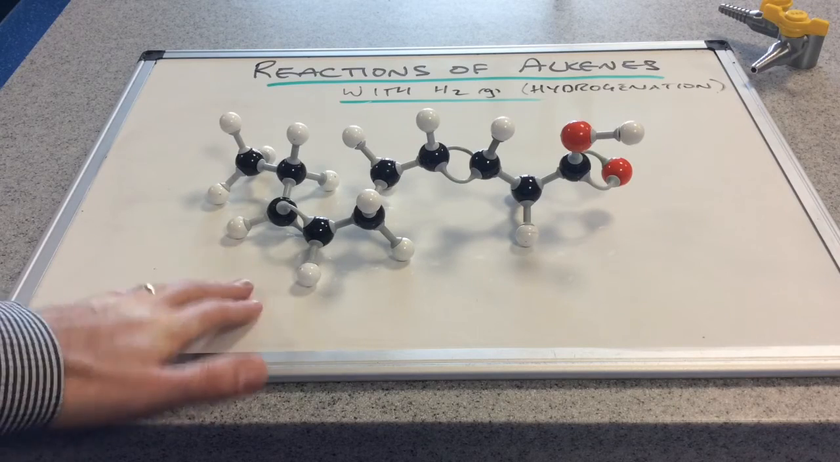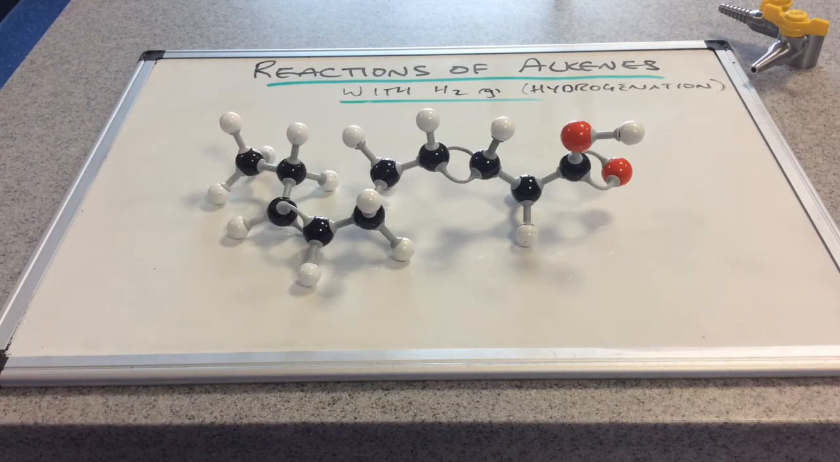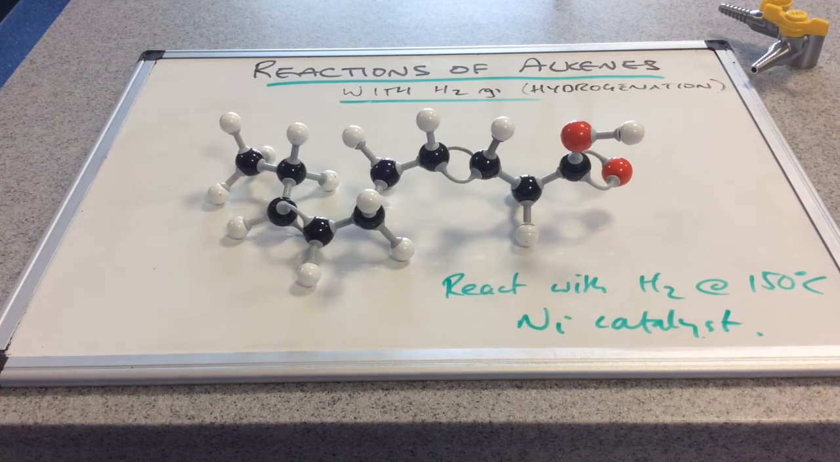Now in this model here we've only got 2 carbon-carbon double bonds to play with. I'm going to hydrogenate one of them. How would I do that? Well, I'd obviously react it with hydrogen at 150 degrees C in the presence of a nickel catalyst, just like we've seen on the previous example.